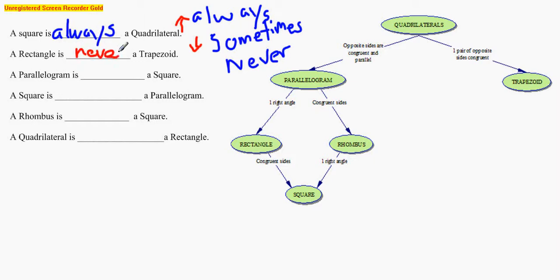A trapezoid doesn't go with anything, so usually it's never, not always, but most of the time. Let's look at another one here.